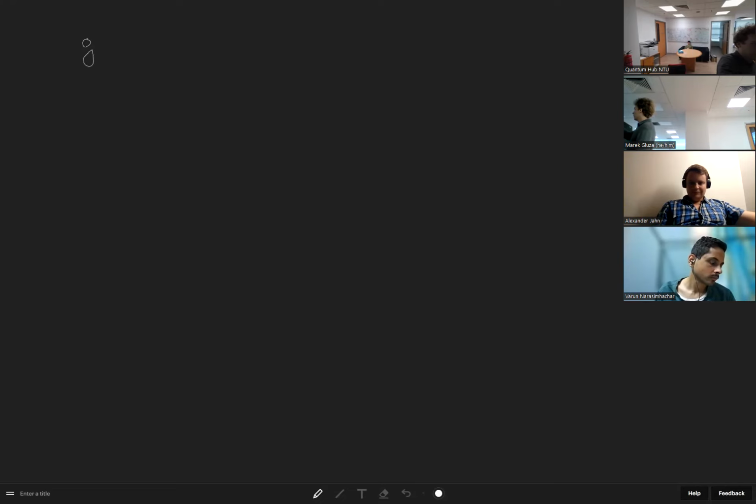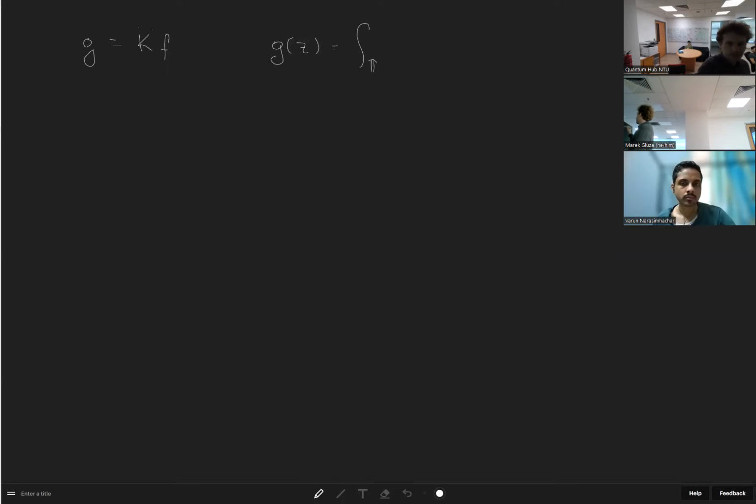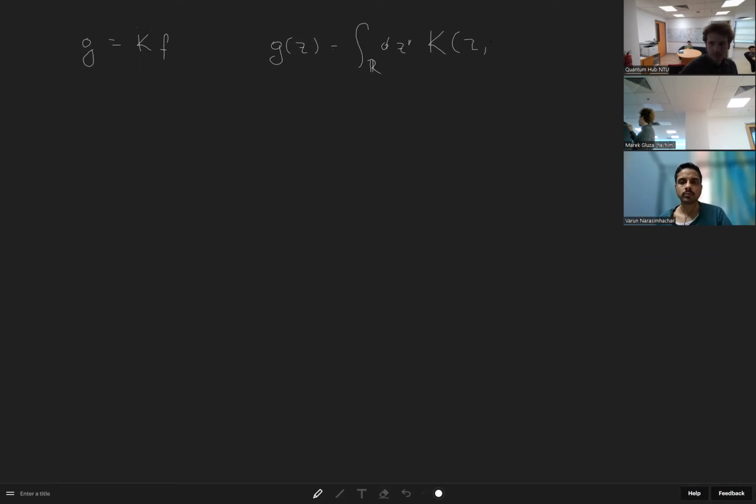So I could consider a function g, which is a product of applying some integral operator K to a function f. Its definition is that at any point z, it would be defined as an integral over the real numbers, dz prime. And then I have the kernel matrix. So this is basically like matrix multiplication. And then here I have f(z prime). This could be the Green's function for Gaussian systems and so on, anything you want.